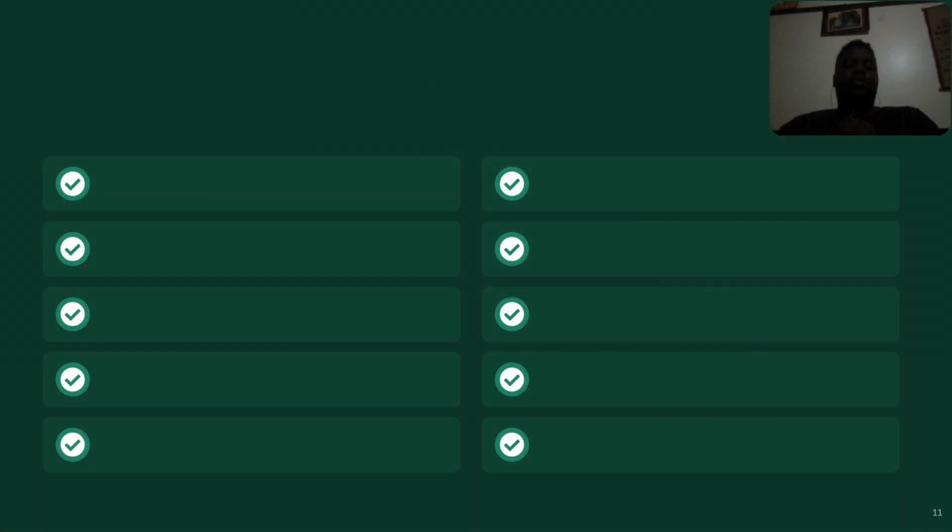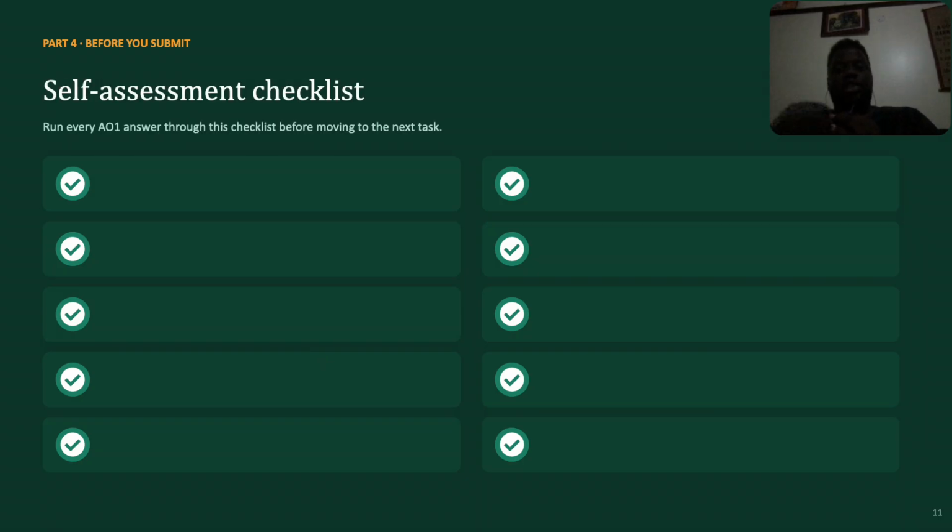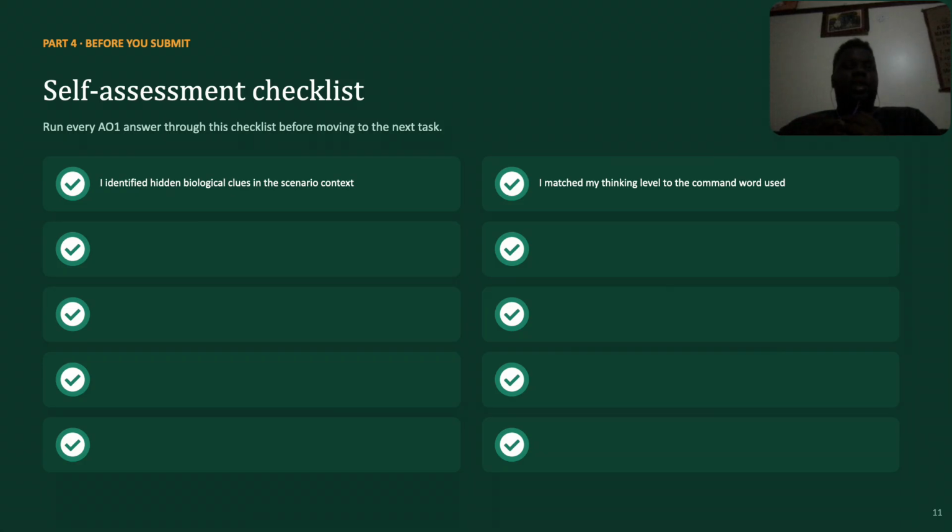Now, whenever you write a scenario, I have come up with a very simple assessment checklist that can be very important to you. I'm going to go through it in no particular order, but first of all, you must check if you've identified the clues that were given to you in the scenario. Did you match your thinking level to the command word used? Were you just explaining when the scenario requires analysis? Did you do evaluation? Did you do analysis really? Did you justify? Did you propose the right strategy? So your thinking must be matched to the level of the command word given to you.